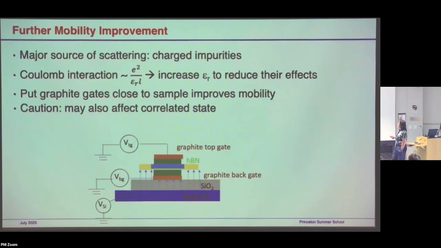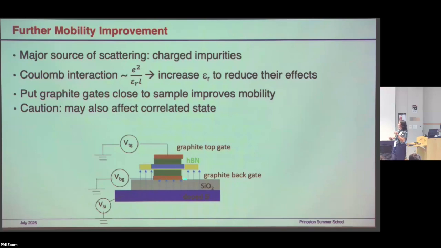Okay, so how to improve mobility further? As I mentioned, the major source of scattering is charge impurities. The charge impurities produce a Coulomb interaction, which goes as 1 over the dielectric constant of the environment. So if you can increase the dielectric constant, then you can reduce the effect. One thing you can try is high-K dielectrics, such as hafnium oxide. But of course, hafnium oxide being a bulk material itself, produces some bad substrate charges.